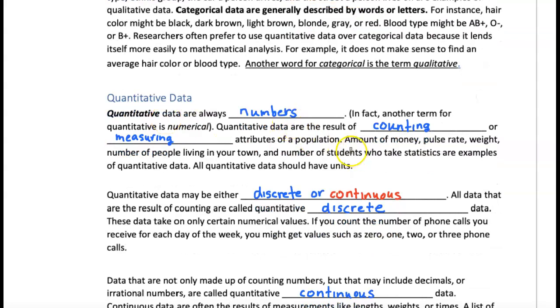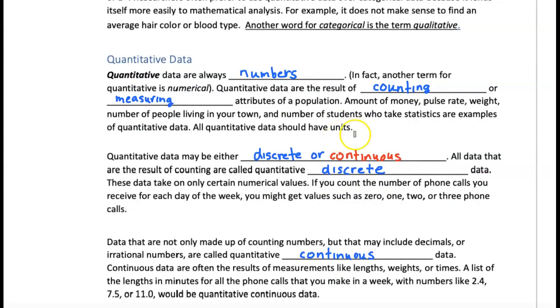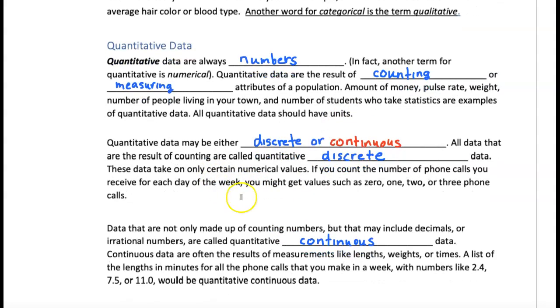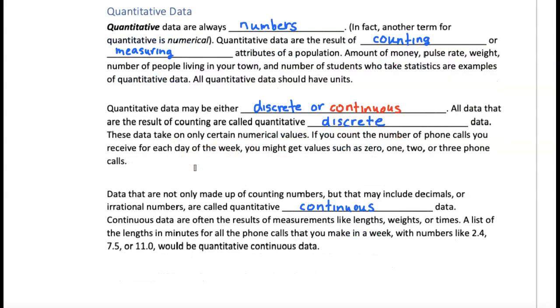Quantitative data are the result of counting or measuring something: how tall somebody is, the amount of money in your bank account, how much gas you have in your car, how many miles it is from your house to school, right? Those are all values that vary from person to person, and hence we would call those variables.